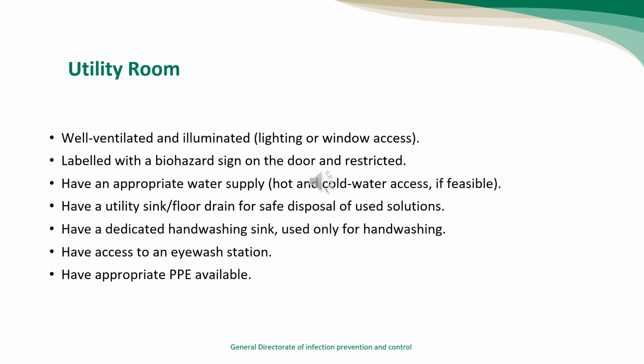Here are some criteria for the utility room, which must be well ventilated and illuminated, with lighting or window access, must be labeled with biohazard sign on the door and restricted, have an appropriate water supply, hot and cold water access if feasible, have a utility sink or floor drain for safe disposal of used solutions, must have a dedicated hand washing sink used only for hand washing, have access to any eye wash stations, have appropriate PPE available.